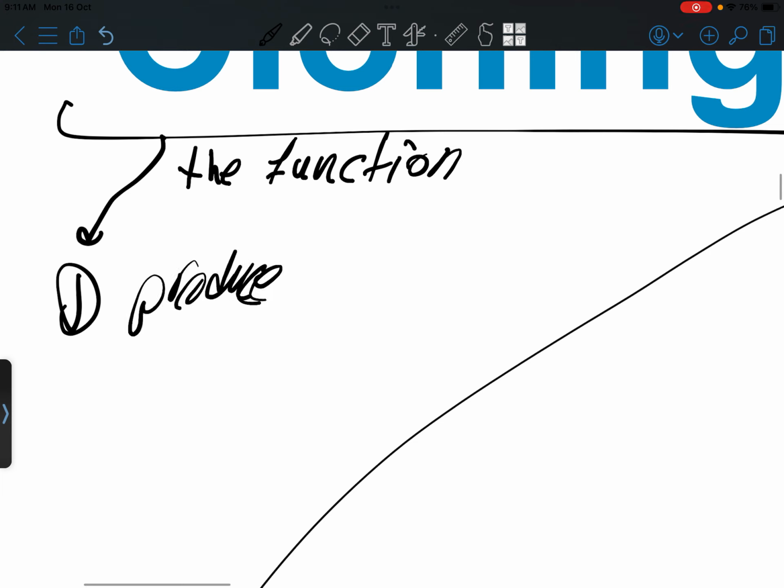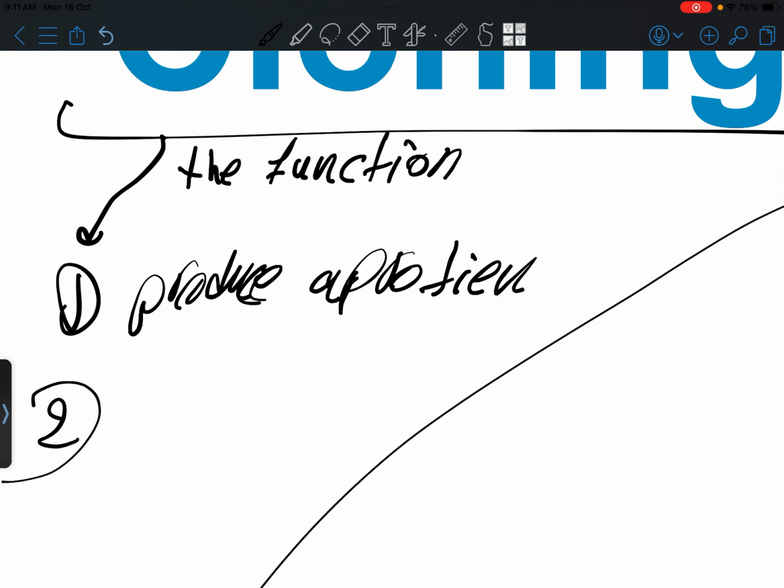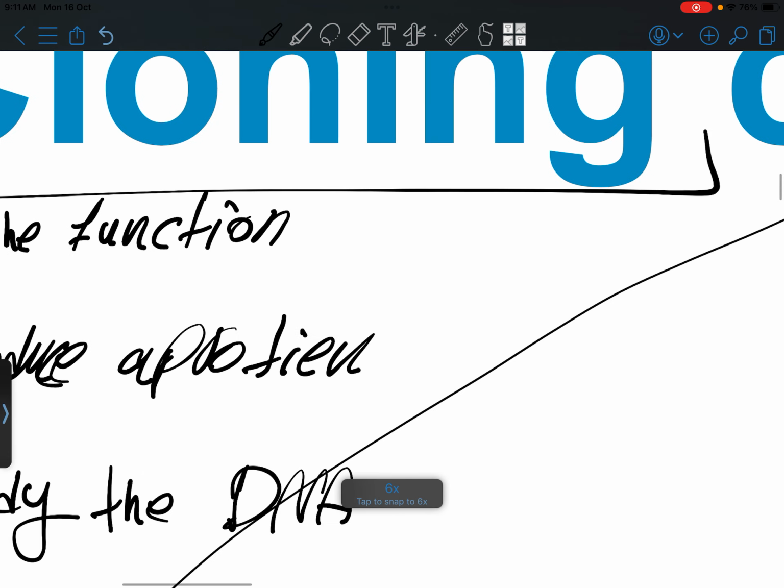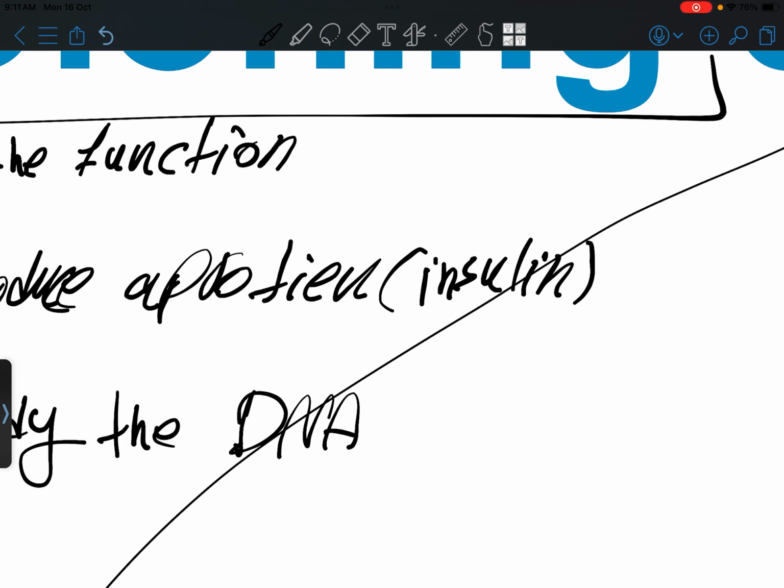What else? Study the DNA, okay? Study, let's say, the gene or DNA, like insulin. What else?